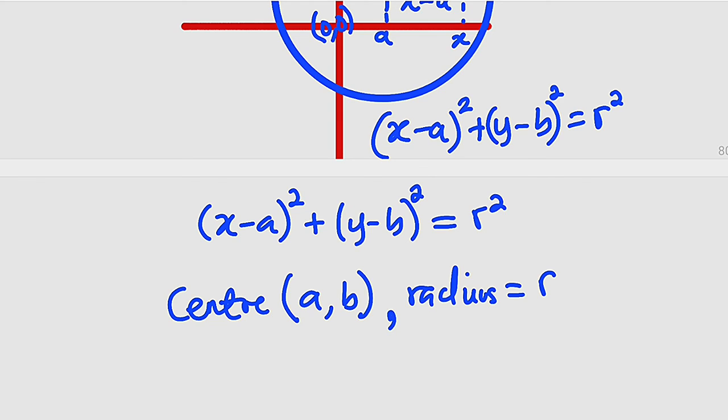And this is all I have for you in this tutorial. Subsequently, we are going to derive the general form of the equation of a circle.